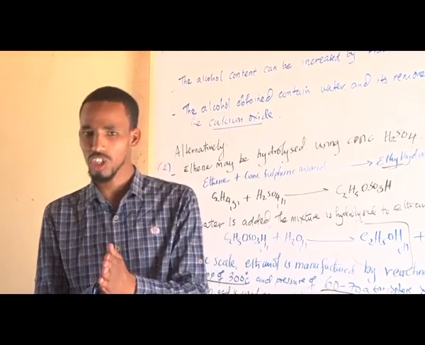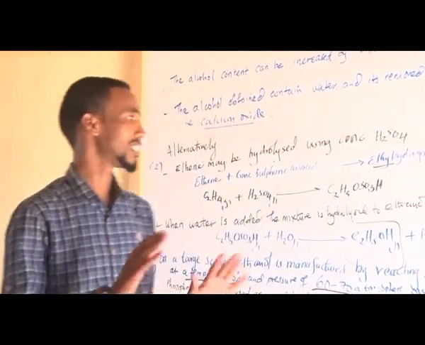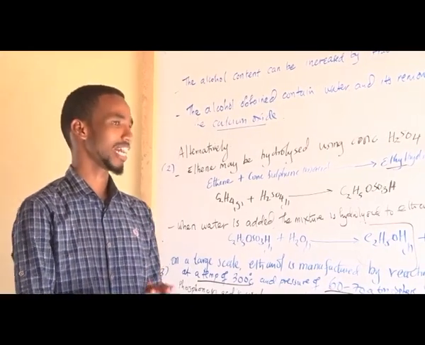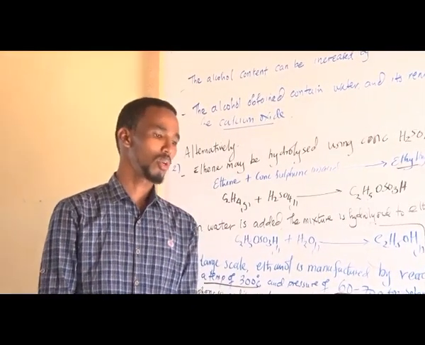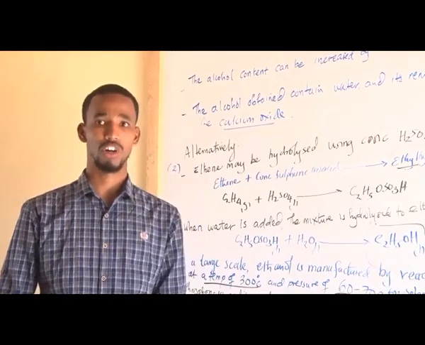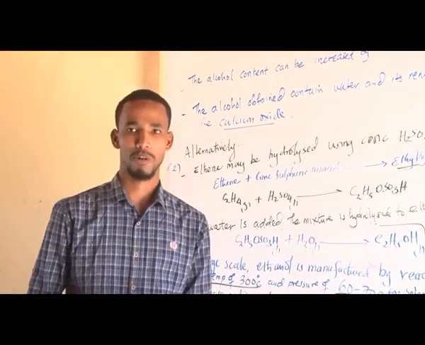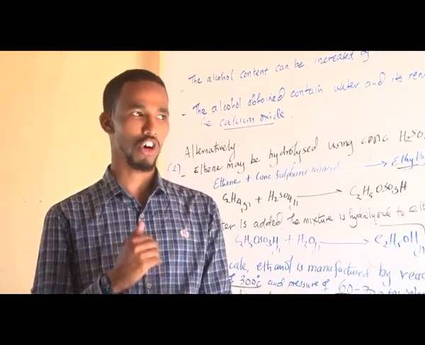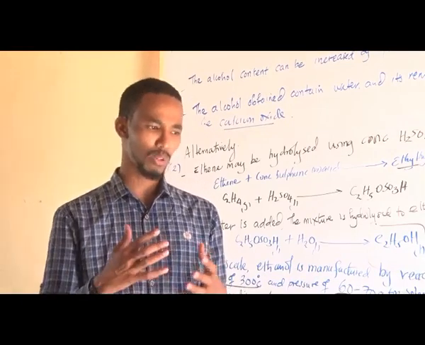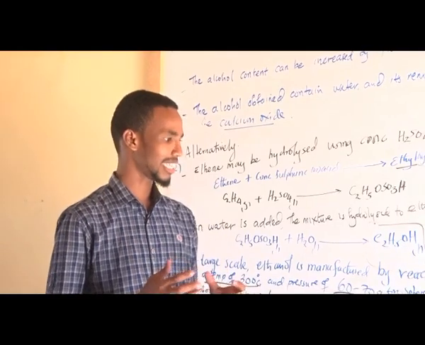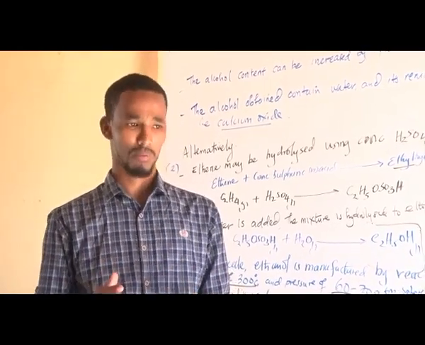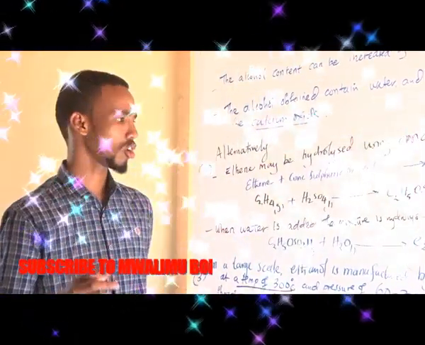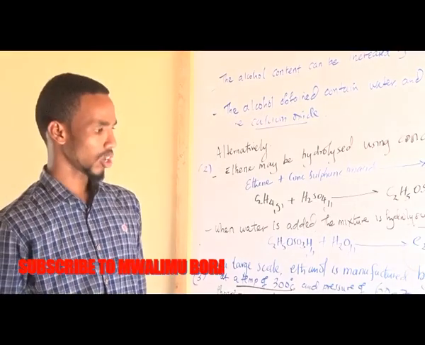So that's the end of today's lesson: three methods of preparing ethanol. In our next lesson, we shall be discussing the physical and chemical properties of alkanols. That is where it is tested in paper 2. Most of the questions come from the chemical properties of organic compounds.